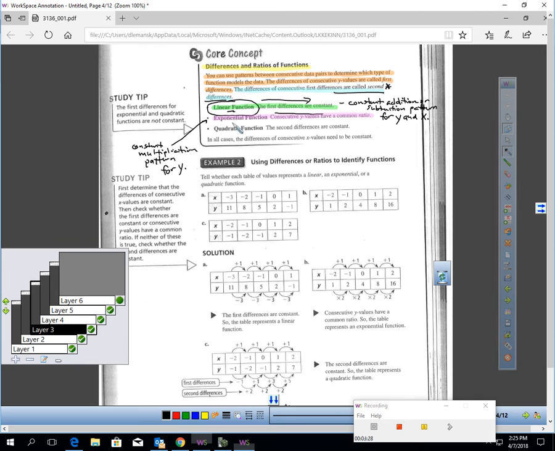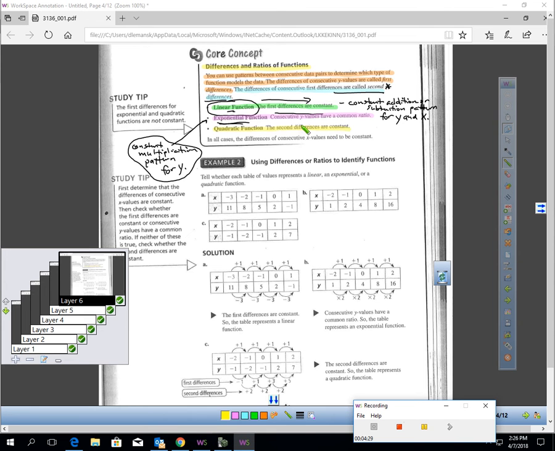We also learned about exponential tables. If the y values have a common ratio, it's an exponential table. Another way of saying that is if we have a constant multiplication for y, you have an exponential table. Now a quadratic table happens when the second differences are the same. So let me highlight there. Second differences are the same if we have a quadratic table. Now you notice here is that second difference vocabulary again.